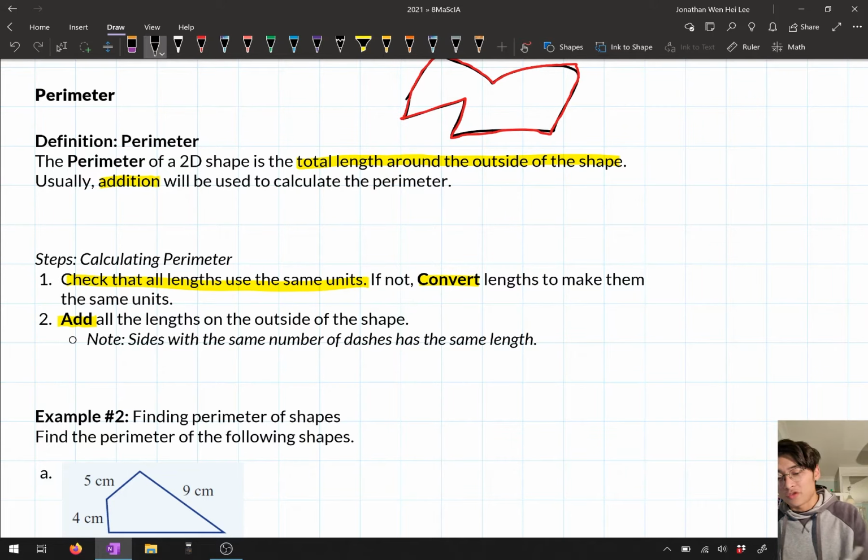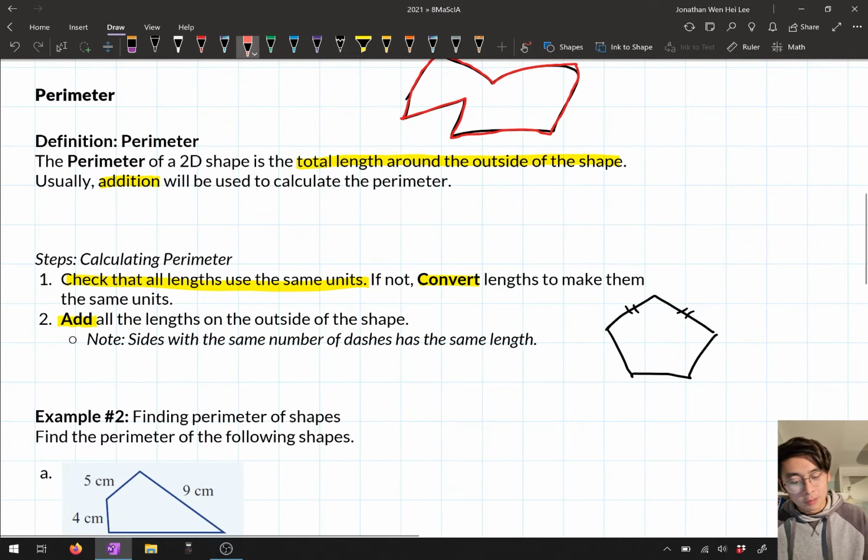So if you remember, whenever you draw a shape, if you ever see these dashes going through two of the sides, that means same number of dashes. So here, this means that this side has the same length as this side over here. Okay, so let's have a go at a couple of examples of this.